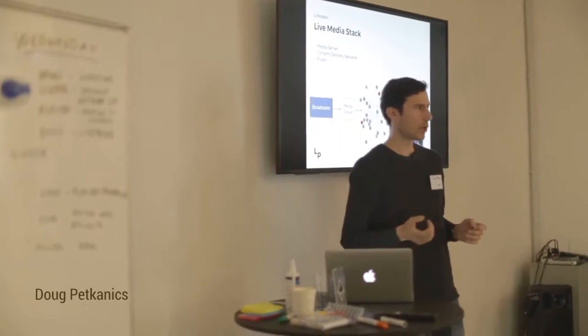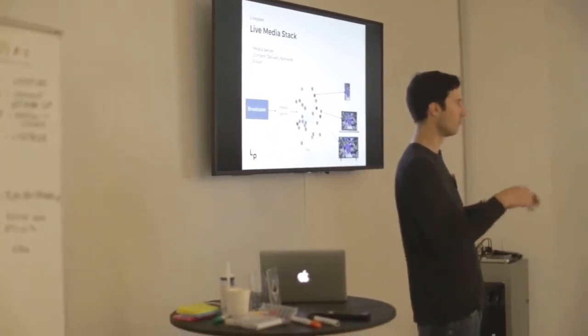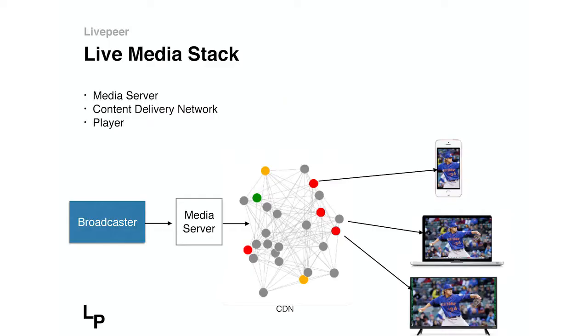Okay, so in the centralized live media stack, a broadcaster records their stream using a camera, phone, or webcam. They send it to a media server, which basically takes care of doing encoding and transcoding, we'll get into that. And then the output of the encoded stream is sent from a media server onto a CDN. And then finally, consumers watch the stream using a player.